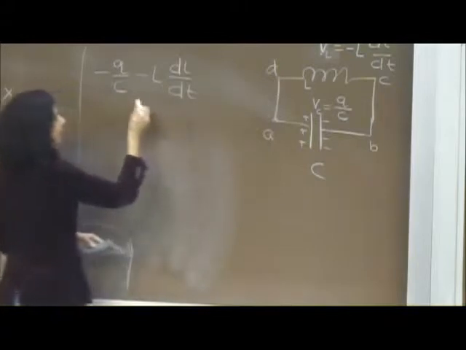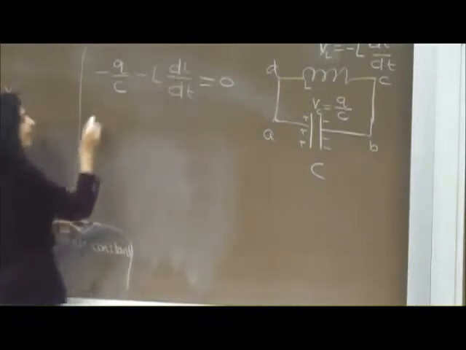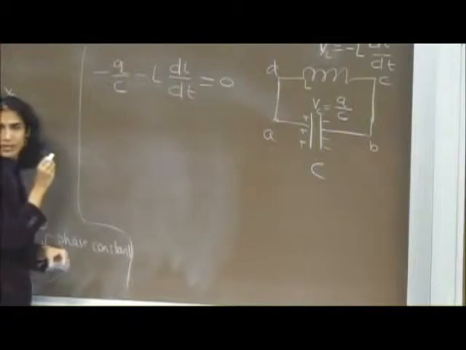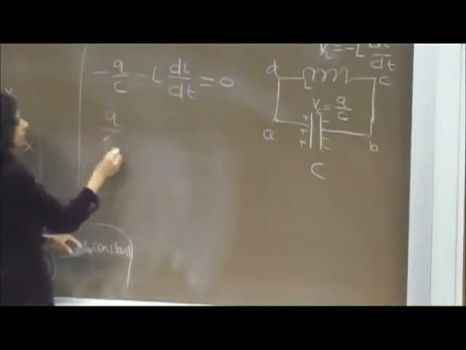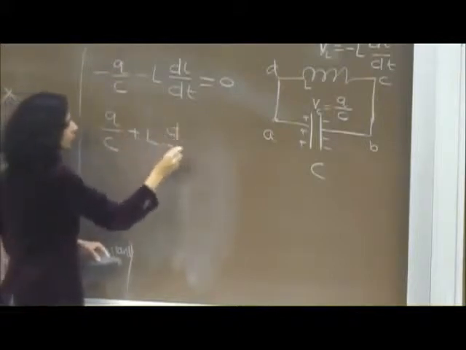Nothing from here to here. I'm back to the same point. This should be equal to zero. But what is I? By the way, can I multiply throughout by a negative sign and get rid of the negative sign? Yeah, I can always get rid of the negative sign by multiplying throughout by a negative sign. This becomes plus L d over dt.